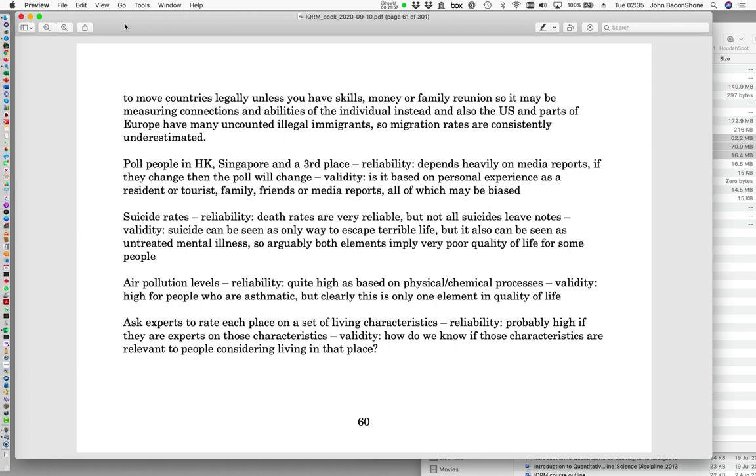So think about it. If we did a poll in Hong Kong and Singapore, how would that work? Well, I've actually said Hong Kong, Singapore, and a third place, and we'll see why in a moment. Because if we think about reliability, clearly this depends quite heavily on media reports. Because of the media reports recently about protests and Hong Kong people being anti-mainland, many mainland people would think Hong Kong is not a very good place to live.